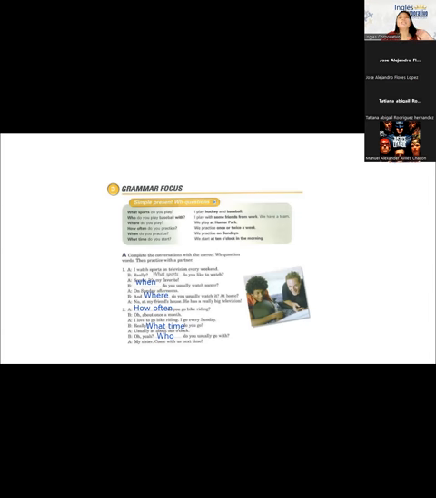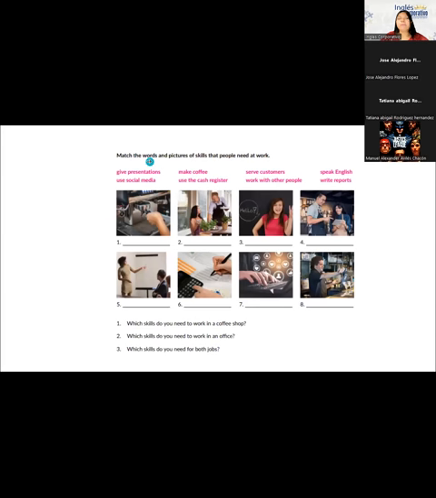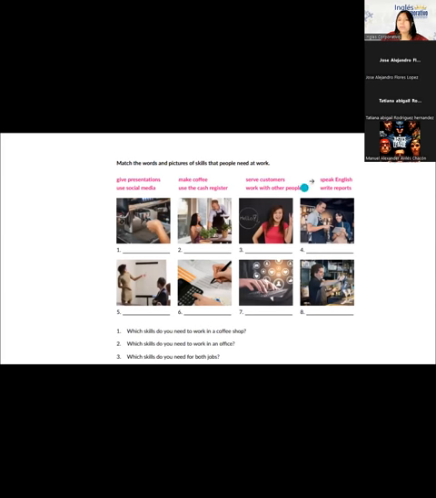Very good. WH questions, WH, okay? Don't forget about that. WH questions in the simple present. Okay, now let's move to vocabulary. So we have different phrases right here. We need to match them with the picture. Okay, picture number one. What is this?